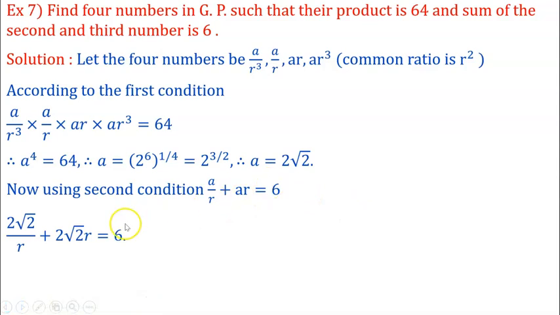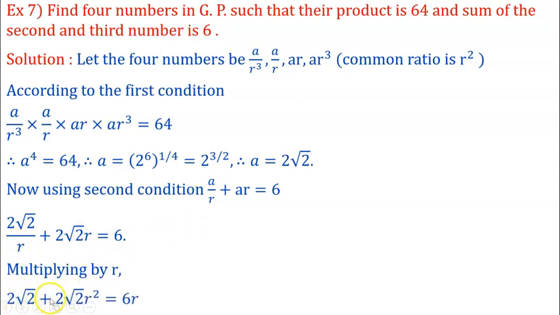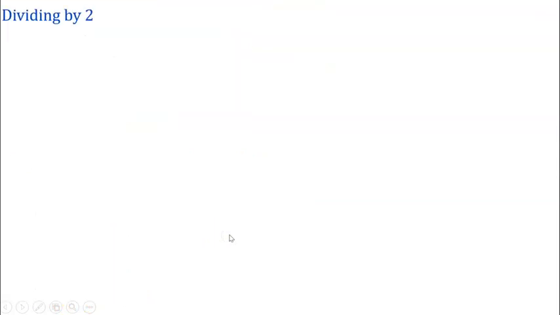Now substitute the value of a, that is 2 root 2. 2 root 2 upon r plus 2 root 2 into r is equals to 6. Next, multiply the whole expression by r. Then you will get here 2 root 2 plus 2 root 2 r into r. Then you will get here 2 root 2 r square is equals to 6r. Okay, and next dividing that whole expression by 2, then you will get here root 2 plus root 2 into r square is equals to 3r.